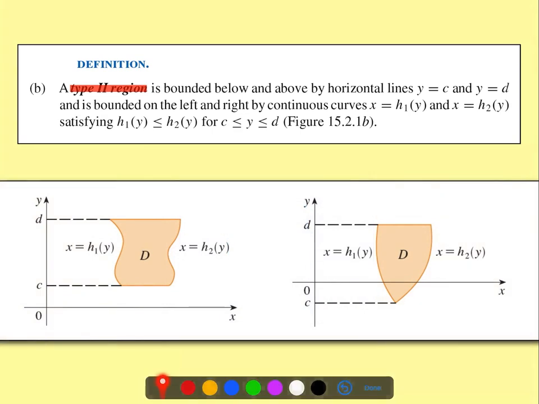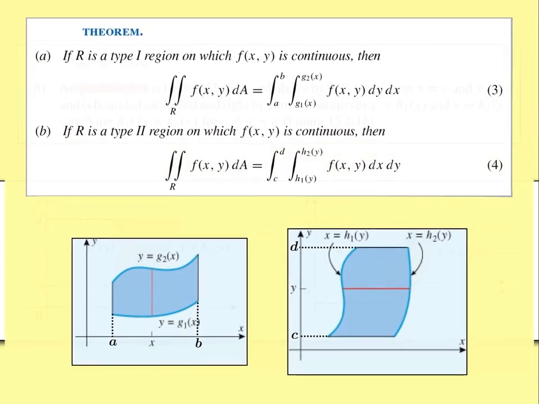So here are some other pictures of this region. We have, again, y between two numbers c and d, and the left curve being x equals h1 of y, and the right curve being x equals h2 of y, and that's true in both of these pictures.